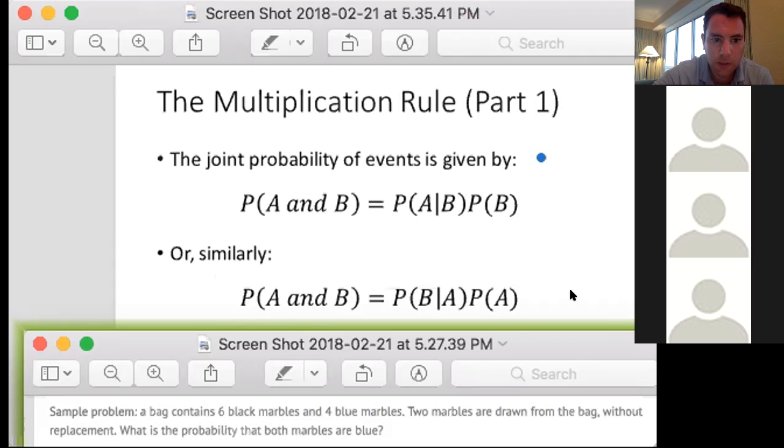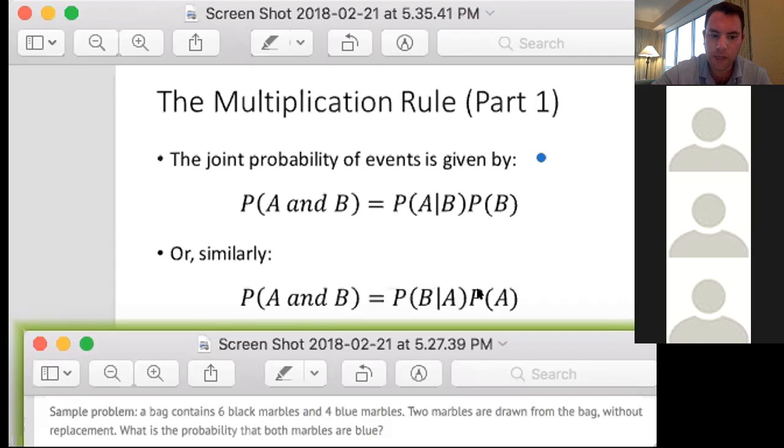Yeah, exactly, Michael. So let's look at the second formula here. The probability of A and B is equal to the probability of B given A multiplied by the probability of A. So let's put this in other words towards this example. The probability of getting two marbles that are blue is equal to the probability of the second marble being blue, given that the first marble was blue, multiplied by the probability that the first marble was blue.